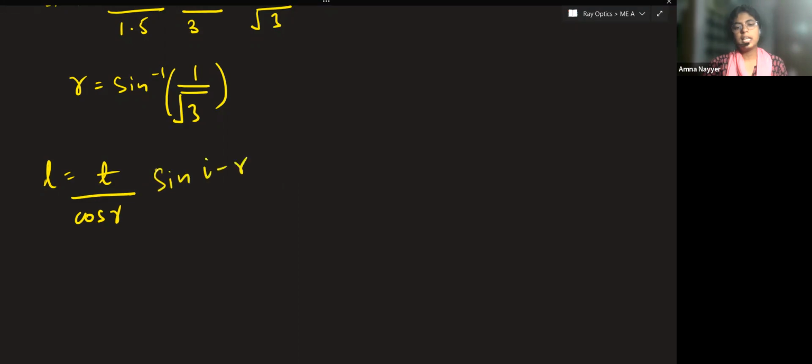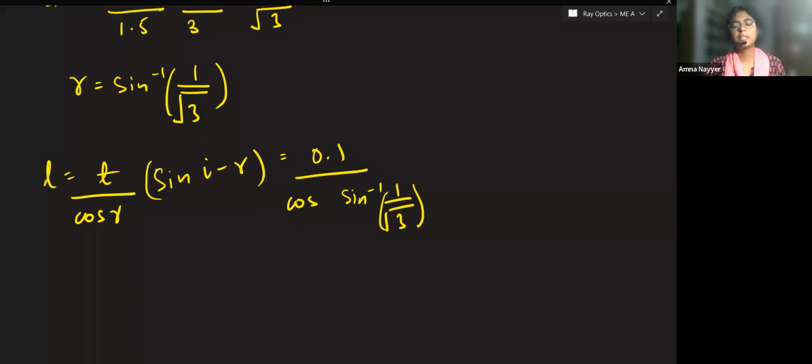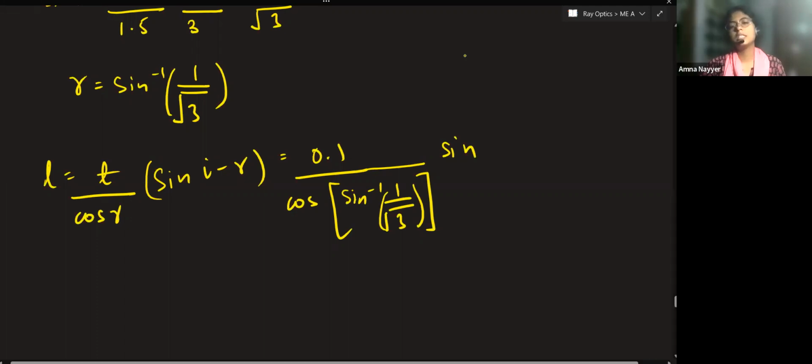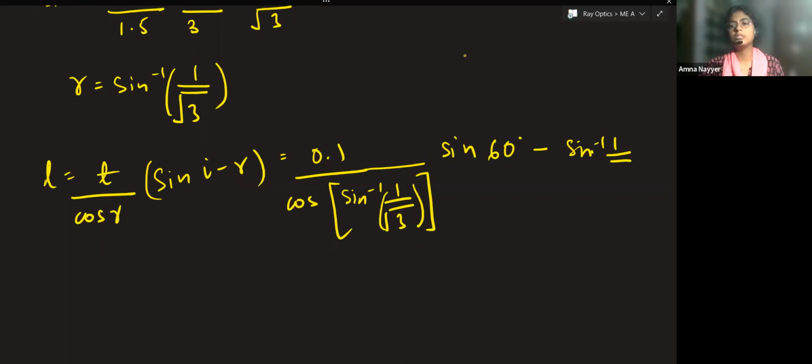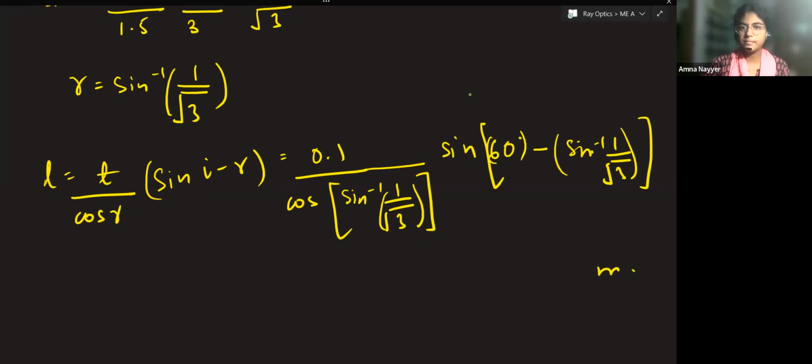So sin(i minus r). That becomes T is 0.1, cos of sin inverse 1 by root 3, sin of, what is the angle of incidence? 60 degrees, minus r, which is sin inverse 1 by root 3. This is the angle of incidence, this is the angle of refraction. Fine, you can solve this. Whatever meters you get, that will be your answer.